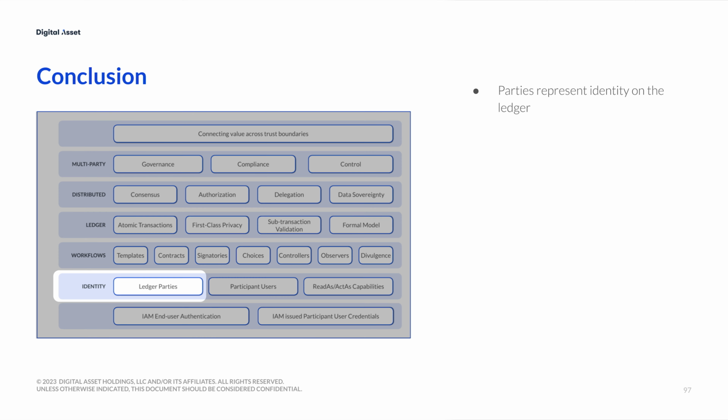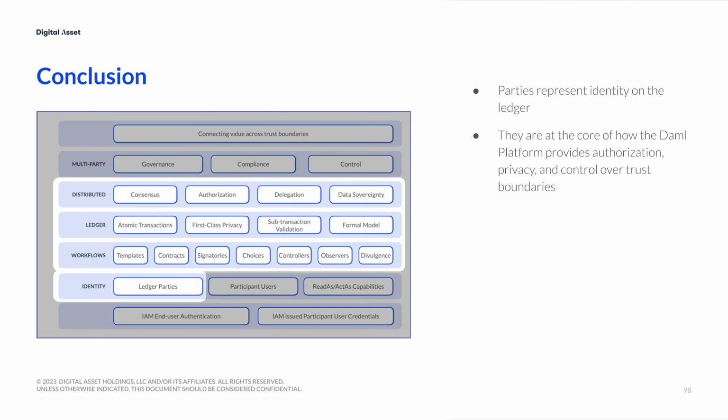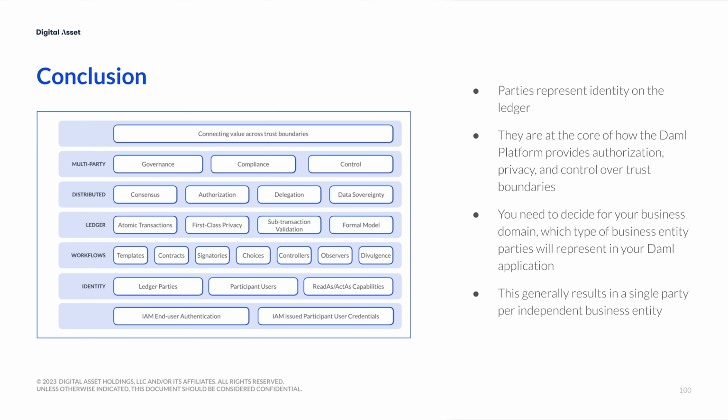Parties represent identity on the ledger. They are at the core of how the Daml platform provides authorization, privacy, and control over trust boundaries. The decision of how to allocate parties in a Daml application is therefore of critical importance. As a TSA, you need to decide for your business domain which type of business entity parties will represent. It is common for this to result in a single party per independent business entity. Occasionally, other stable business roles may be appropriate, but basing party topology on an internal organizational structure is almost always an anti-pattern.